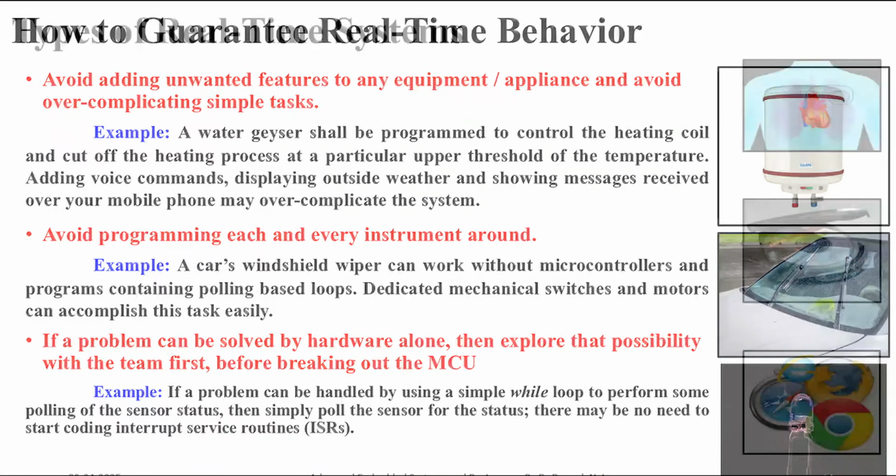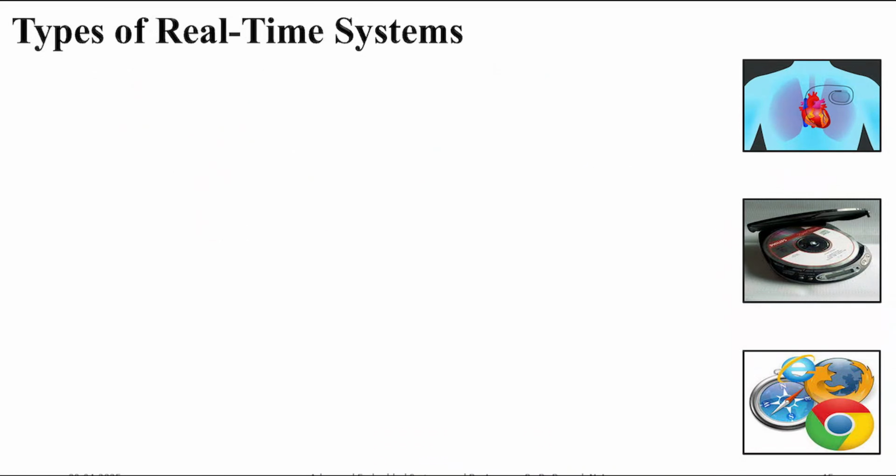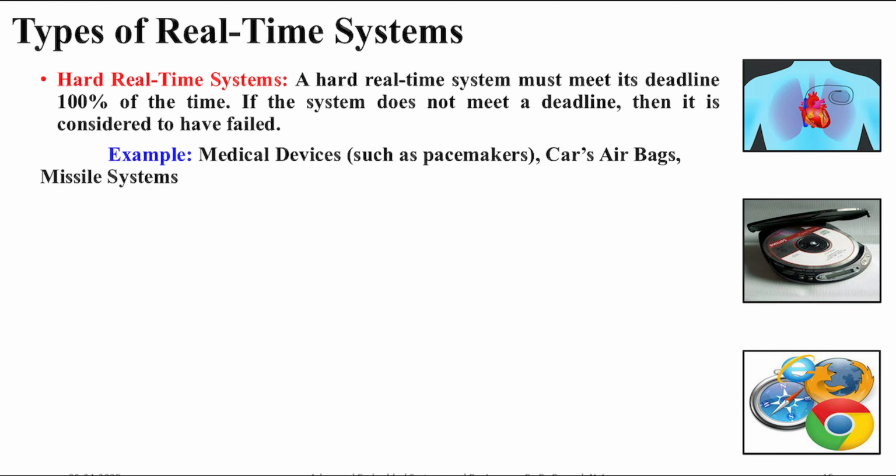For example, what are the types of real time systems that we see around us? First category is called hard real time systems. Hard real time systems are those systems in which the system must meet the deadline 100% of time. You cannot miss even a single deadline. In such case, we will call it hard real time system.